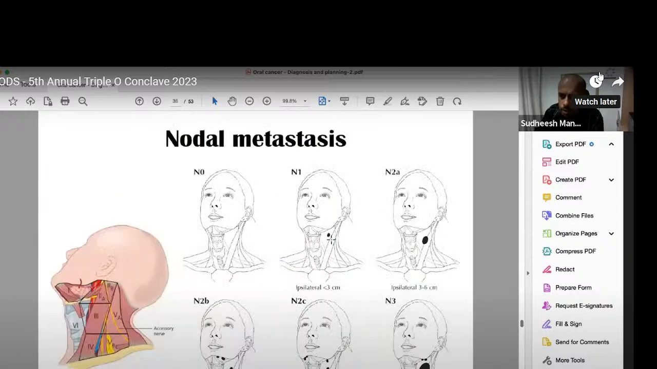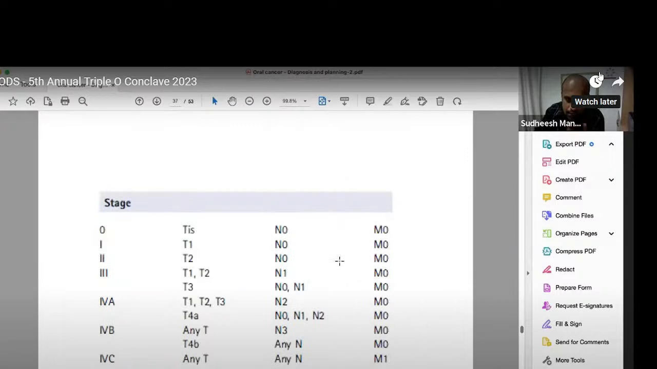Cervical node, again, I'm not going into depth of the staging system. You can read from the staging manual. Just understand that based on the number of the nodes, size of the node, and the laterality of the nodes, the staging is N1, N2, and N3. So again, this staging is difficult to understand.